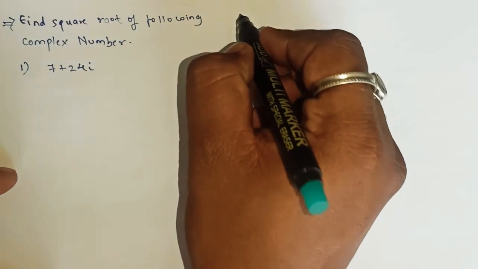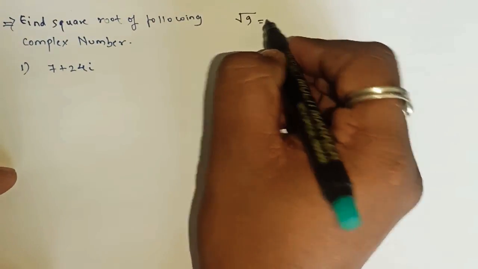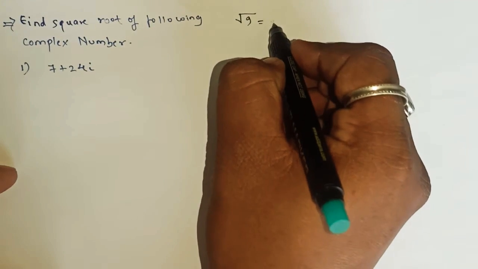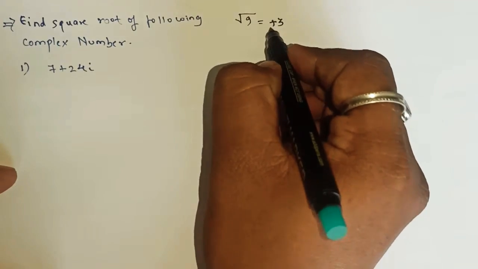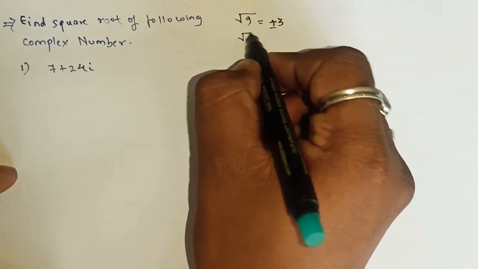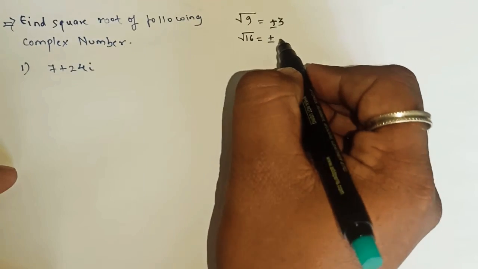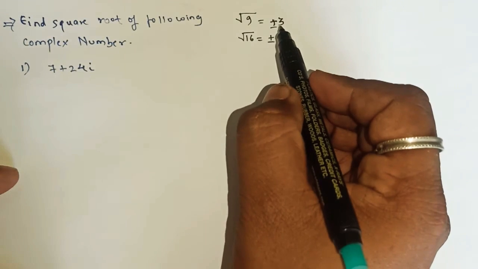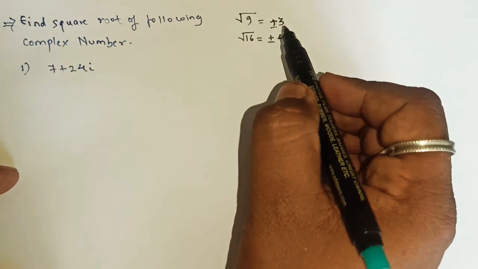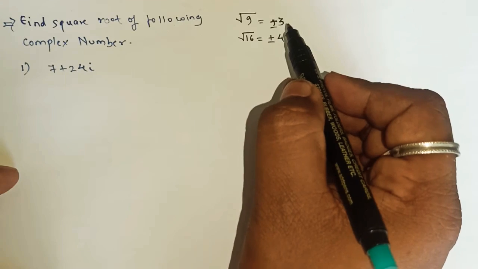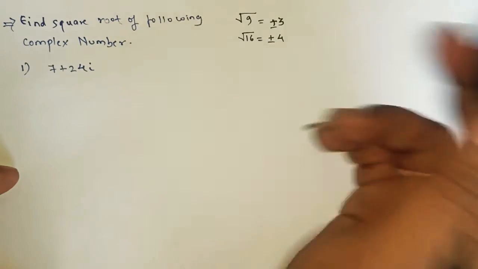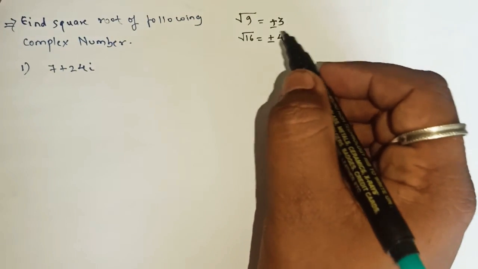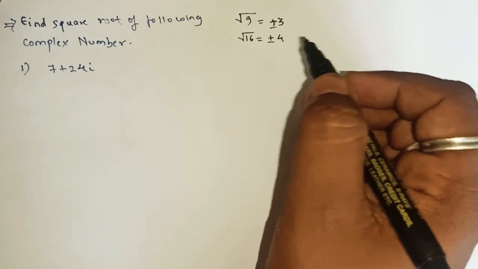Suppose you want to find the square root of 9. What will you say the answer is? You will say the answer will be plus 3 or minus 3, yes or no. Suppose I say square root of 16, so the answer will be plus minus 4, yes or no. Because plus 3 squared will be 9, and minus 3 squared will also be 9, yes or no. So whenever you have to find the square root of any number, see to it that you will get two answers. One will be positive and the second one will be negative.